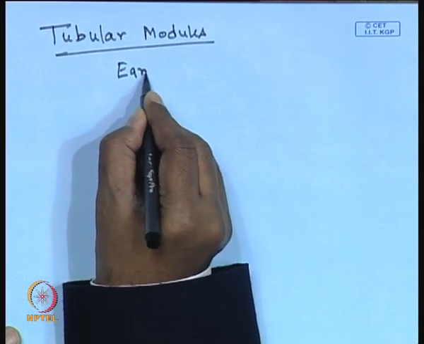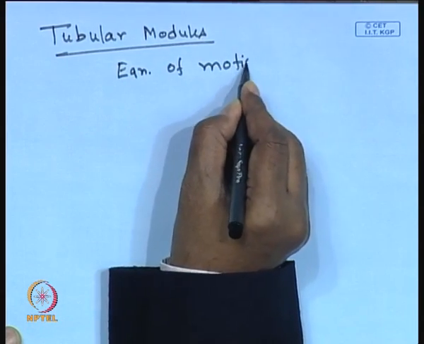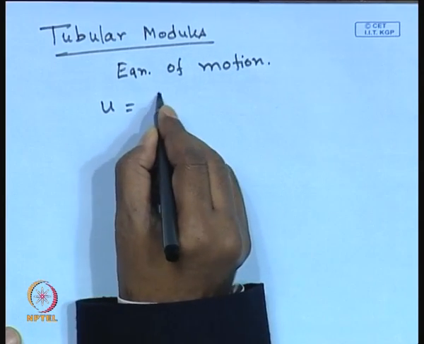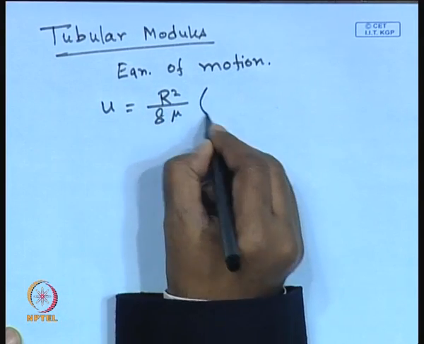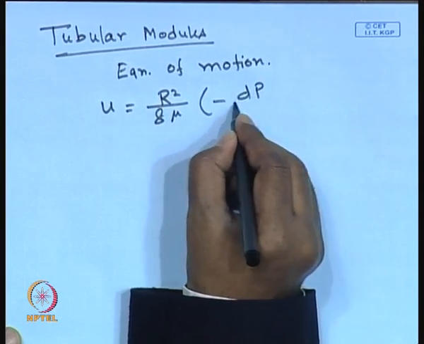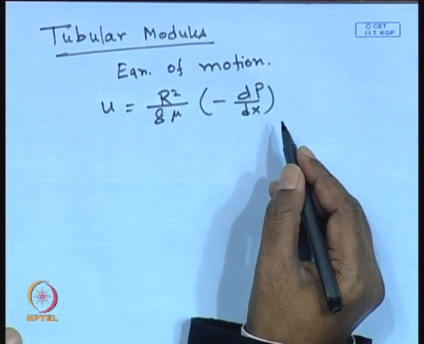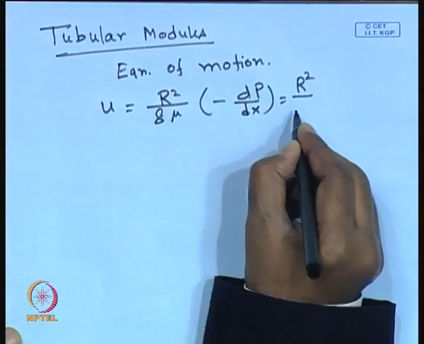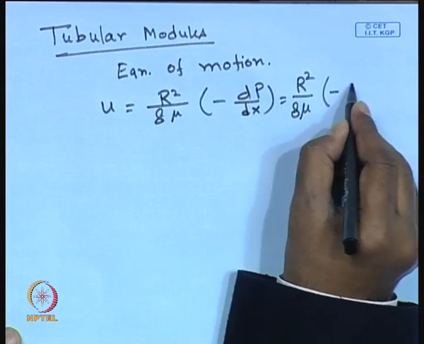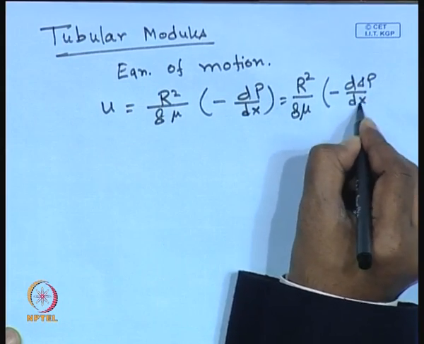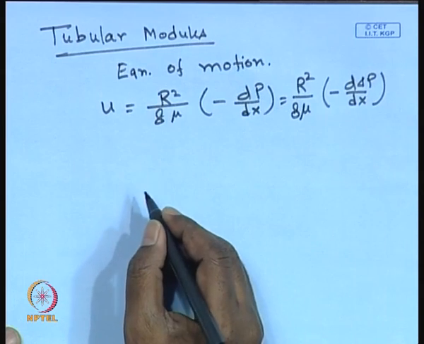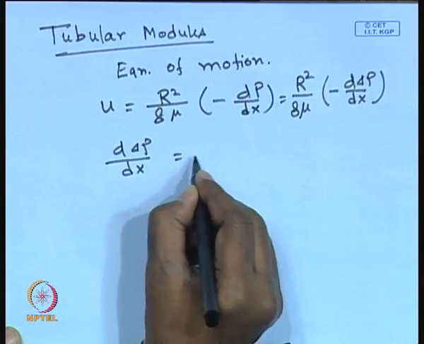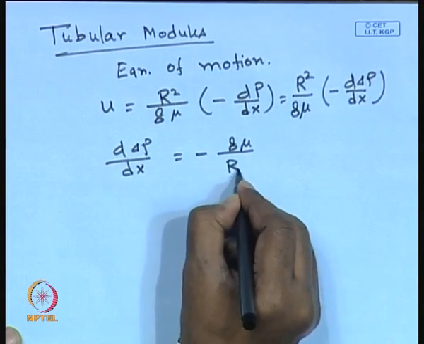Equation of motion or Navier-Stokes equation will give you the expression of q or u. What is that? The u becomes r square by 8 mu divided by minus dp/dx, and we have already seen dp/dx is nothing but d delta p/dx, the transmembrane pressure drop. So we write it safely as r square divided by 8 mu times minus d delta p/dx. So you can get an expression of d delta p/dx as minus 8 mu over r square times u.